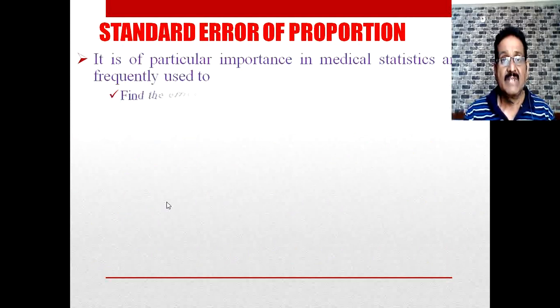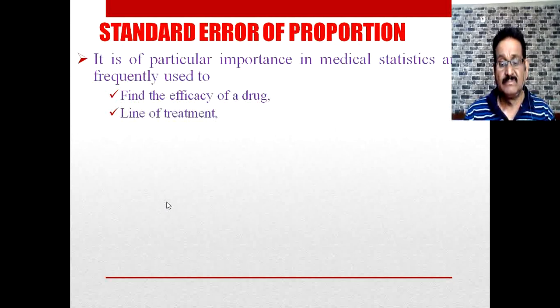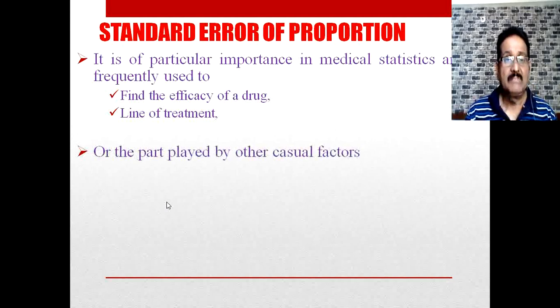The standard error of proportion says that you can use the proportion to find the efficacy of a drug. We can also use this when we give treatment to a patient. So the line of treatment we can identify using standard error of proportion, or the part played by other causal factors.